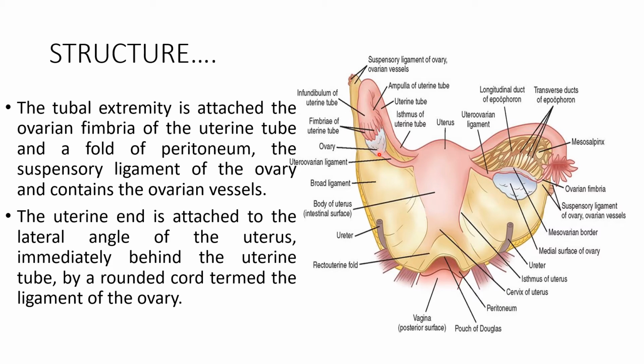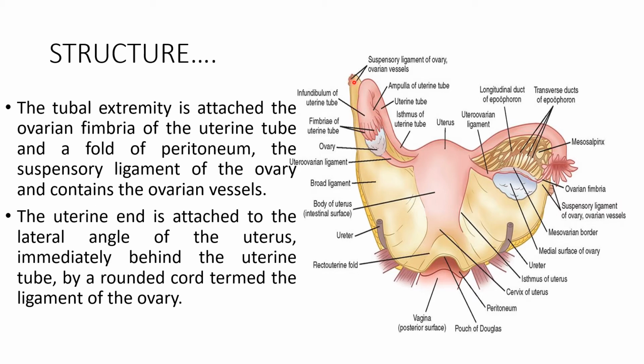About the uterine end, it is attached to the lateral angle of the uterus just below or behind the uterine tube. This is the uterine tube and its attachment to the uterus. Just below that, the uterine end of the ovary is attached to the uterus through the utero-ovarian ligament. This is the utero-ovarian ligament. It is otherwise called the ligament of the ovary. So you have seen two ligaments here, the utero-ovarian ligament or ligament of the ovary and the suspensory ligament of the ovary.